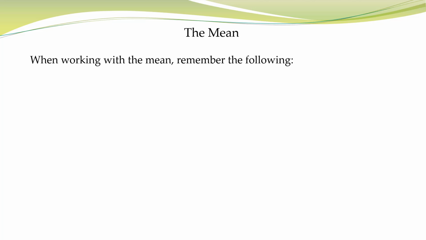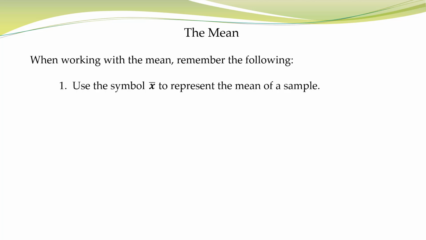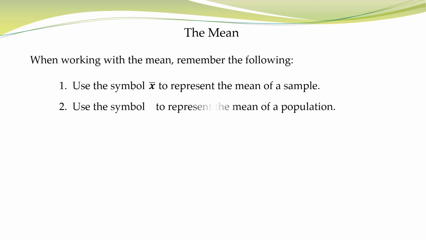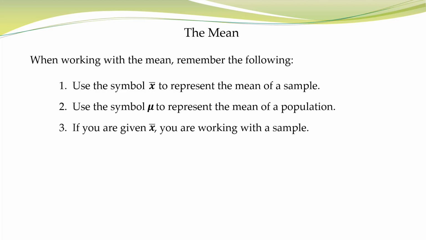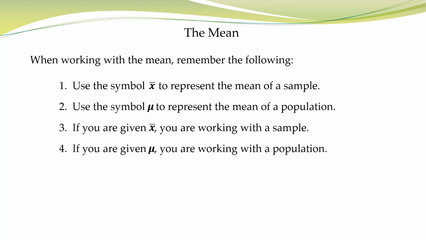When working with the mean, remember the following. Use the symbol x bar to represent the mean of a sample. Use the symbol mu to represent the mean of a population. If you are given x bar, you are working with a sample. If you are given mu, you are working with a population. You need to know whether you have a sample or a population you're working with.